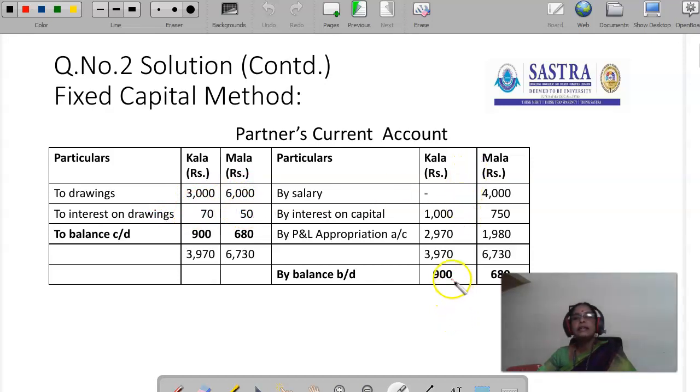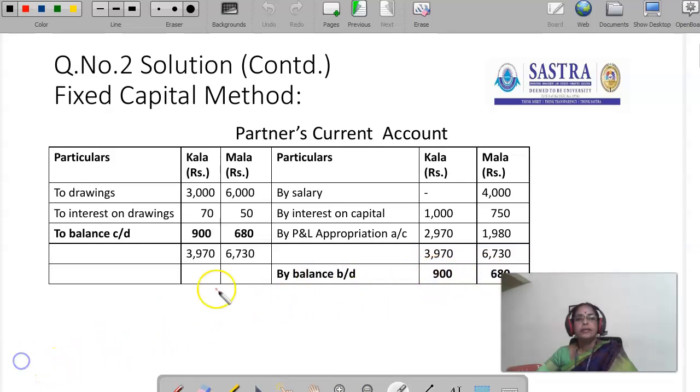So the total of the credit side of Kala is 3,970 and Mala is 6,730. So the balance is 900 and 680. So the next year balance of the current account is Kala 900, Mala 680. With this, the methods of capital account is over.